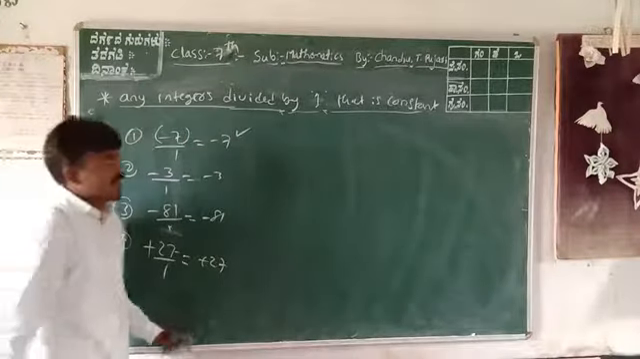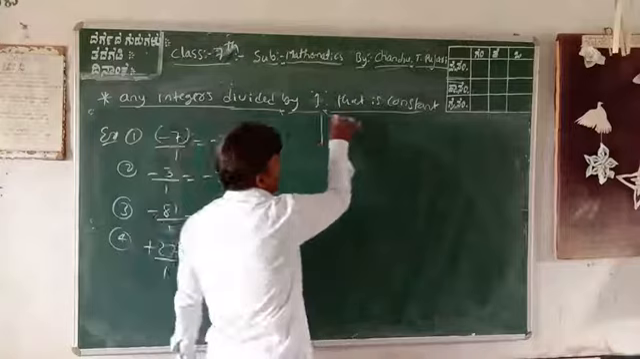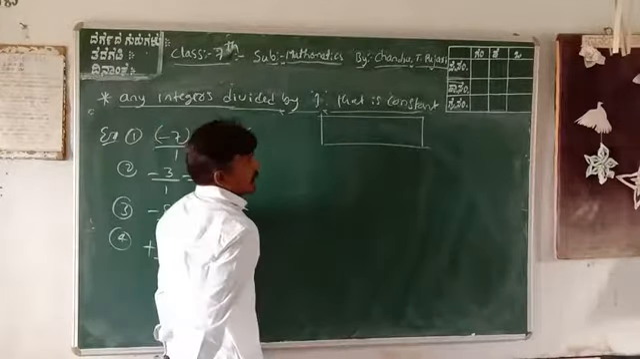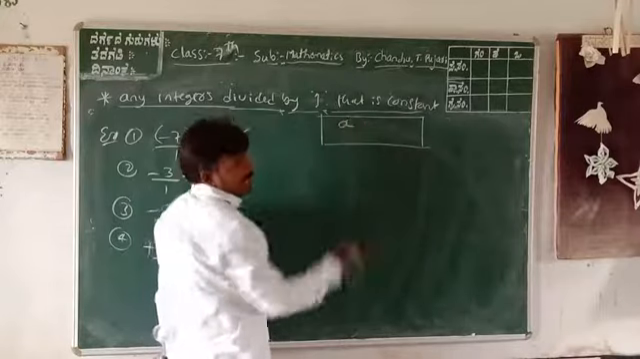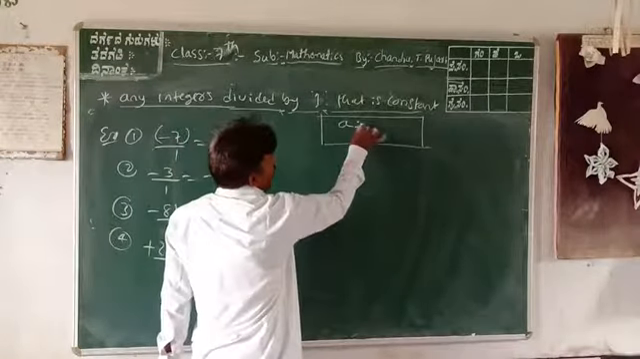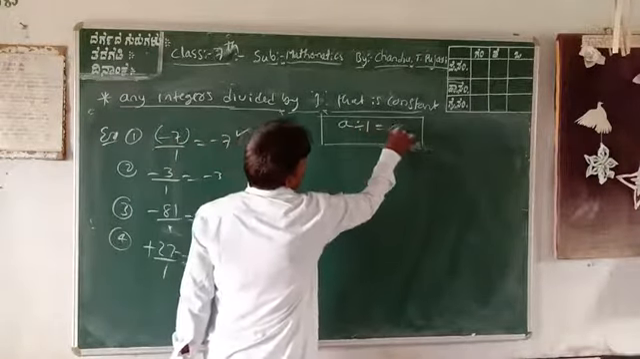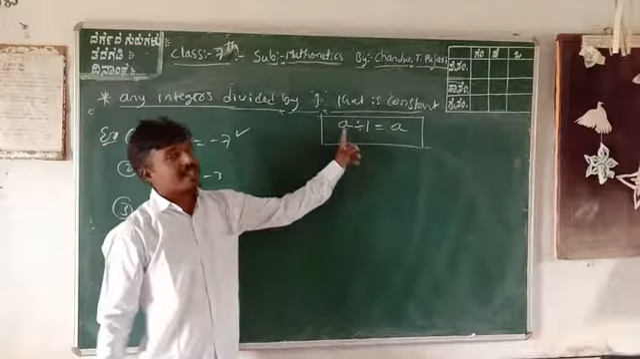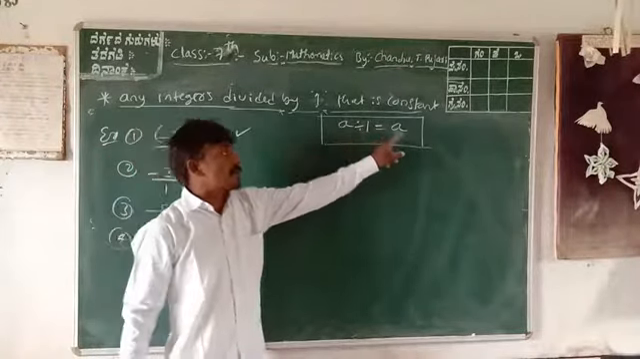For example, what is your standard form? The standard form is, therefore, if a is an integer, a divided by 1 is equal to again a. For example, if a is an integer, a divided by 1 is equal to itself, a. This is your first condition. This is your division identity, also no problem.